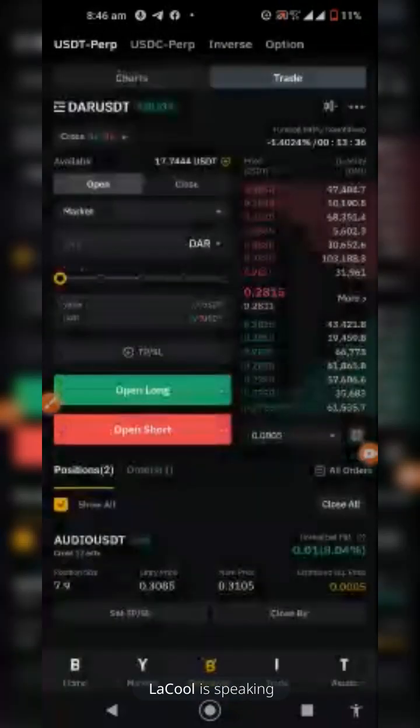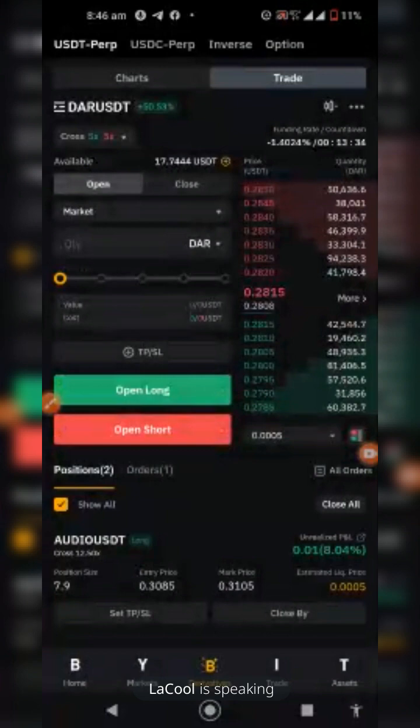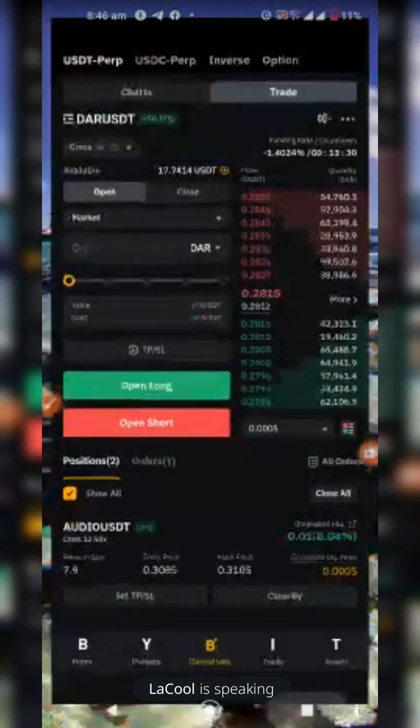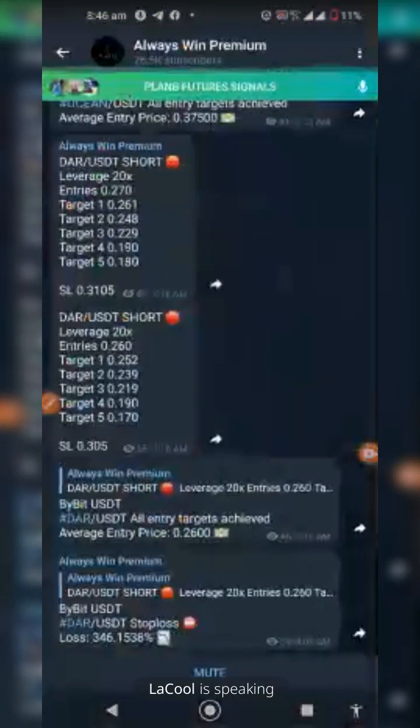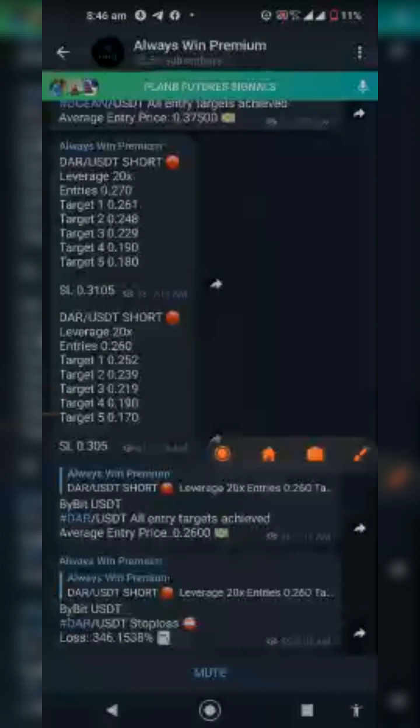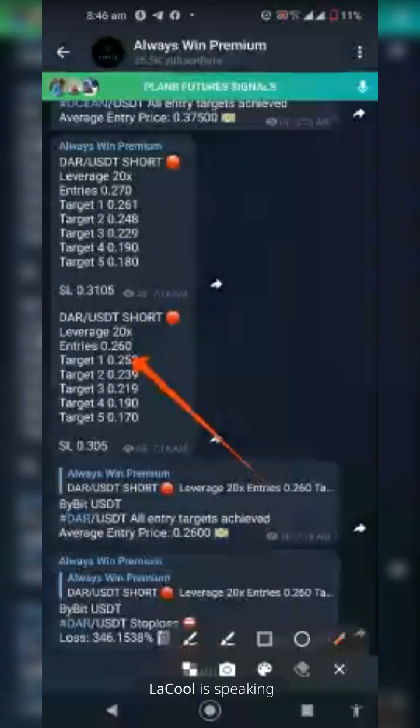But market, this market now means instantly. You are entering the trade now as it is. That is what market means. So like it is now. Here now, the entry is 0.260. That is the entry.